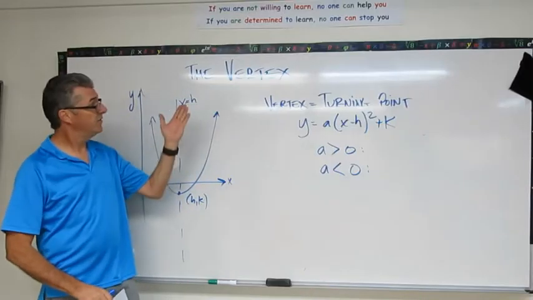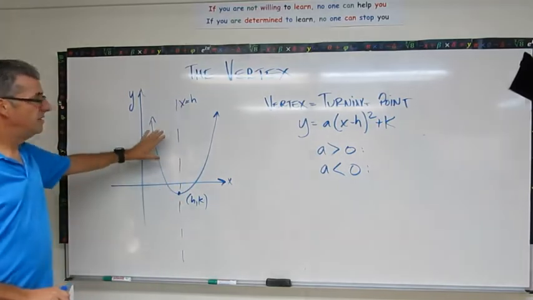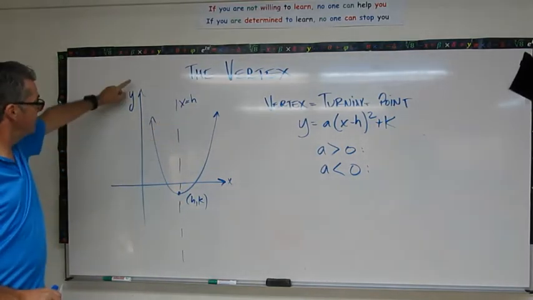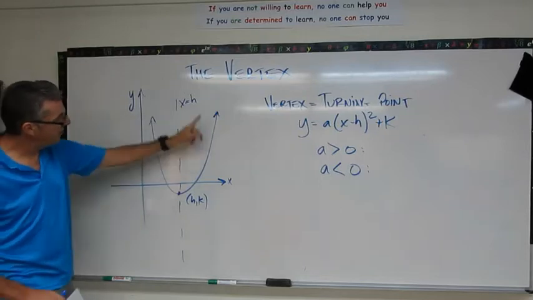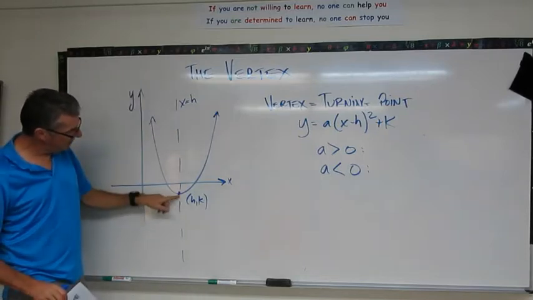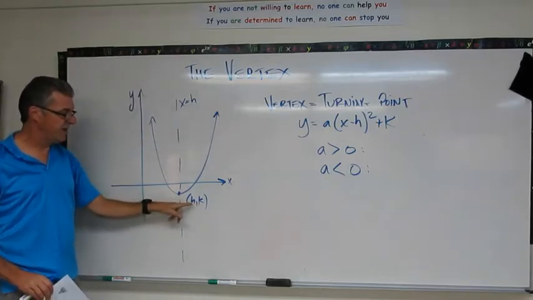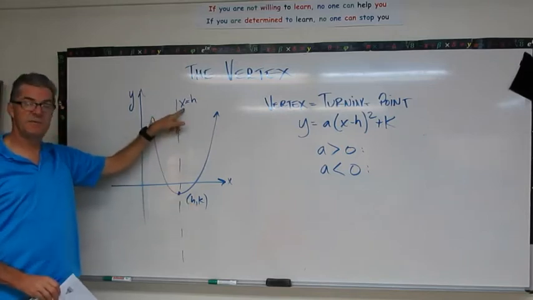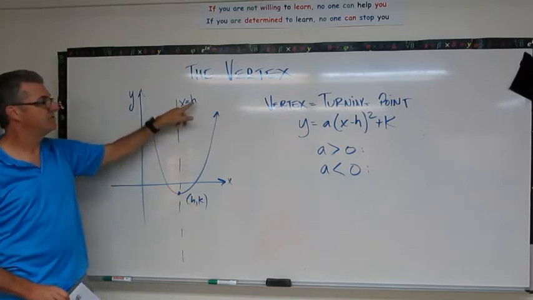Today's topic, the vertex. So let's review. We just looked at the axis of symmetry. I drew my coordinate plane like that. Here's my parabola. My axis of symmetry goes right through the vertex. The vertex coordinates are h, k, and the axis of symmetry is the vertical line x equals h.